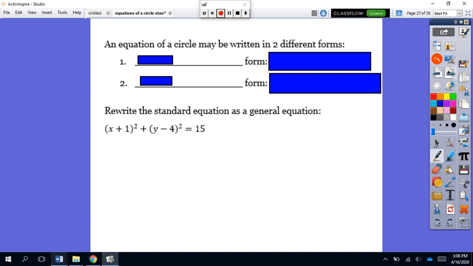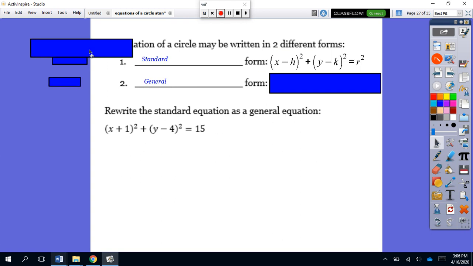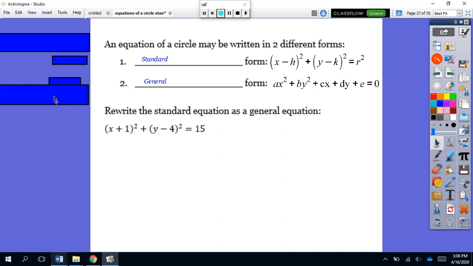So first of all, what are the two different forms? Again, we have general form and standard form. Standard form we learned in the previous lesson, and that's (x minus h) squared plus (y minus k) squared equals r squared. General form, and don't freak out, it looks a lot worse than it is, is written in a different way. So now you've got an x squared term, a y squared term, an x term, a y term, and a constant. Basically, if I multiply all this out and move r squared over to the other side, I can put it in this form.